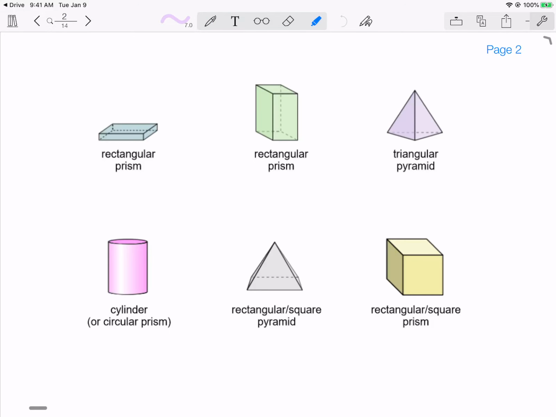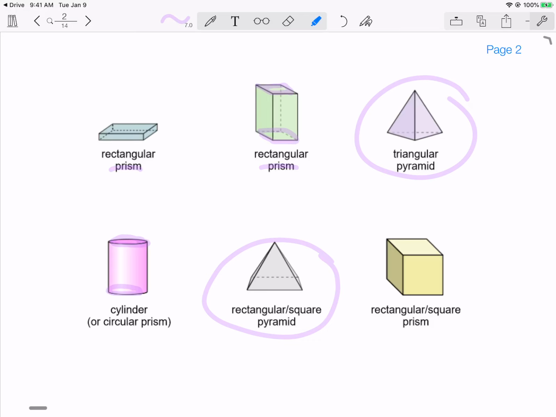Just a quick little review, the difference between a prism and a pyramid. Prisms, you can see that they have two bases and they're parallel to each other. For example, we've got this rectangular base here at the top and the bottom. This prism here, or cylinder, we've got a circle at the top and there's a circular shape at the bottom. But with the pyramid, you notice that all of the sides meet at a point opposite of the base.